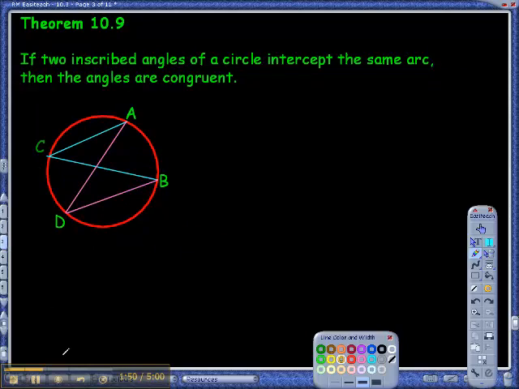The next theorem says that if two inscribed angles of a circle intercept the exact same arc. So here I've got a blue angle, angle ACB, and a pink angle ADB that are both intercepting this exact same arc. So the endpoints of this arc are right on those angle measures too, on the sides of that angle. If they intercept the same arc, then those angles have to be congruent. Now again, here's why. If I know that the arc has a measure of x degrees, we know that each one of these, because they're inscribed angles, will be 1/2 x.